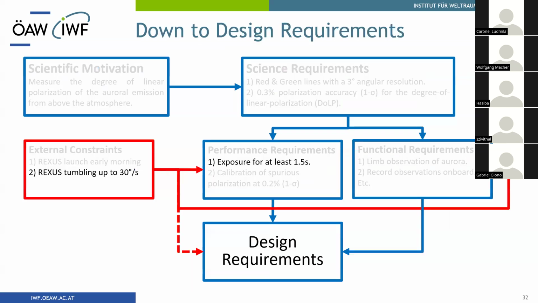And you can see we have another constraint, and it's a bit like it doesn't go together. We want to be stable for 1.5 seconds exposure, and we are tumbling all the time, so it's not great. And this goes into the design. Exactly. So this is where it works, producing a design and iterating on it to solve this issue.